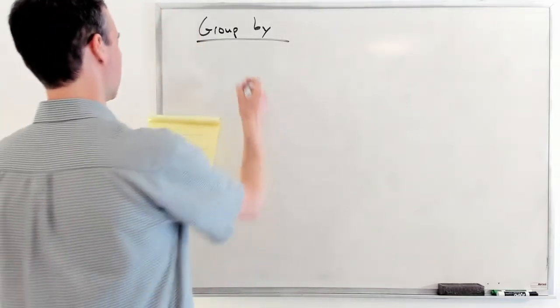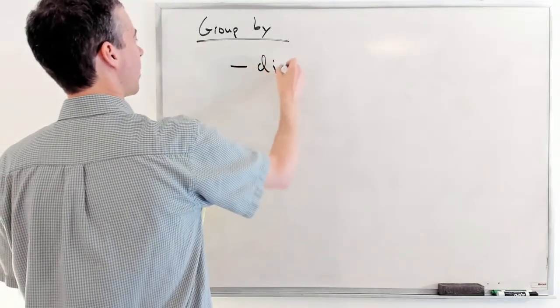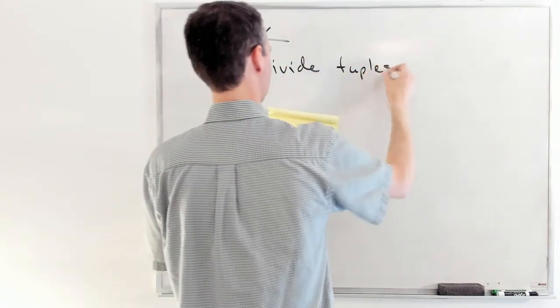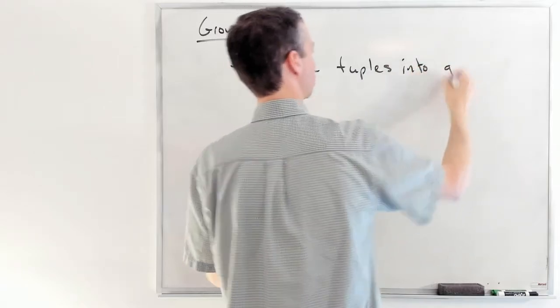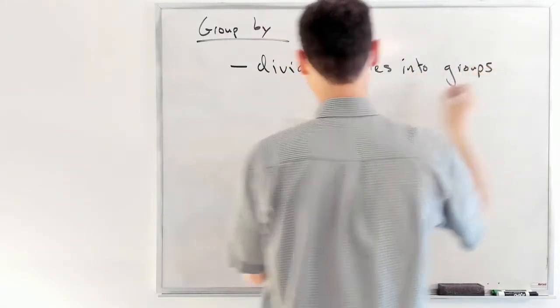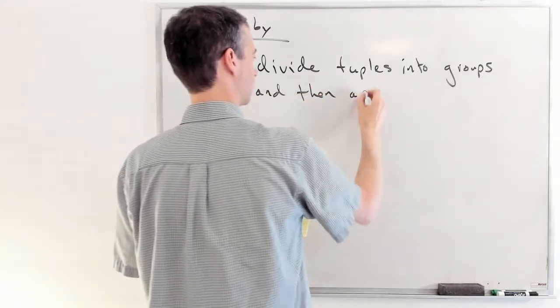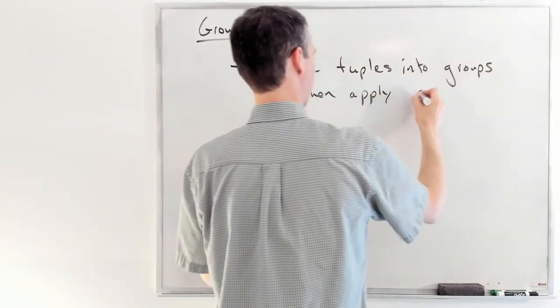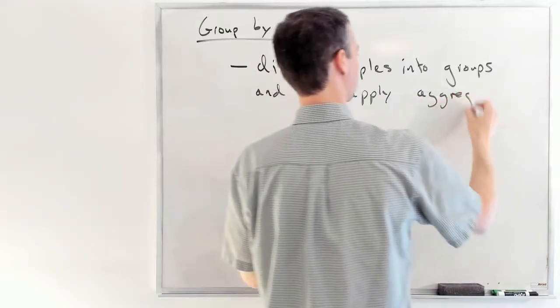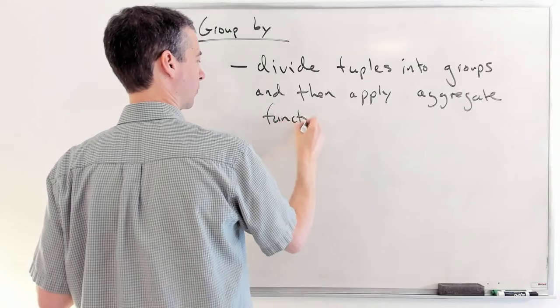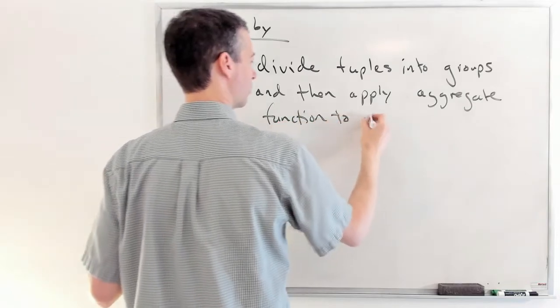So let's take a look at this again. Group by allows us to divide our tuples into groups and then apply the aggregate function to each group.